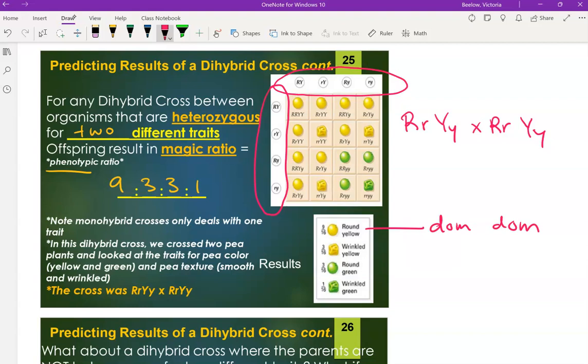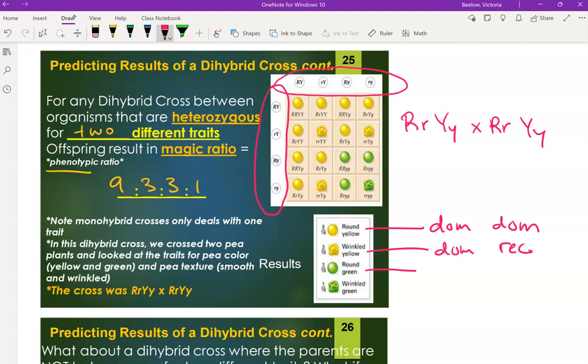So in this case, yellow and round. The 3 in this case is dominant for one trait, but recessive for the other. Again, okay? We're not talking about the genotype, we're talking about the phenotype. So in this case, 3 out of the 16 total in this Punnett square will be yellow and wrinkled. So yellow is the dominant color, but wrinkled is the recessive for texture. And then you have the vice versa of that, so to speak.